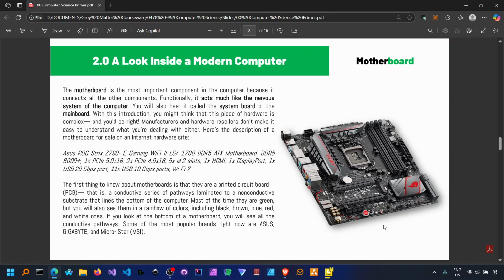Then the motherboard, that's where all the other components are going to connect. Essentially it acts like the nervous system of the computer, much like the spinal cord to us human beings. The spinal cord is where you have all the neurons connecting, right? In much the same way, we have the motherboard or the system board, and that's where we are going to connect all the components that we are going to be making use of to build our computer system.